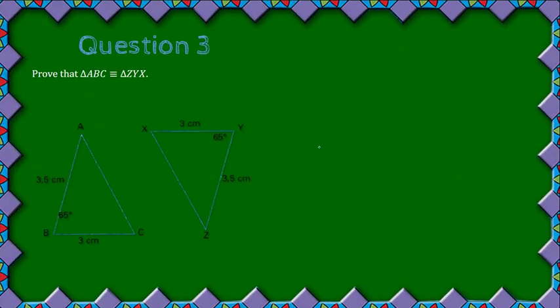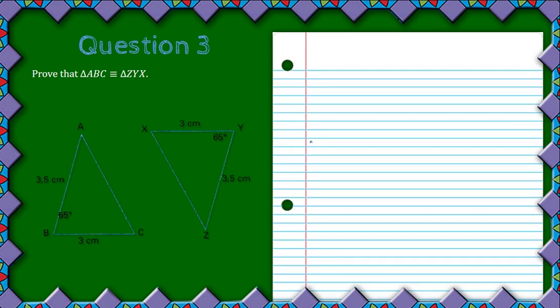Question 3. Prove that triangle ABC is congruent to ZYX. So here we have AB equal to ZY equal to 3.5, and then we have both BC and XY is 3, and we have that angle B is equal to angle Y, which is 65. So starting off, we say in triangle ABC and triangle ZYX. So 1, 2, 3 reasons.